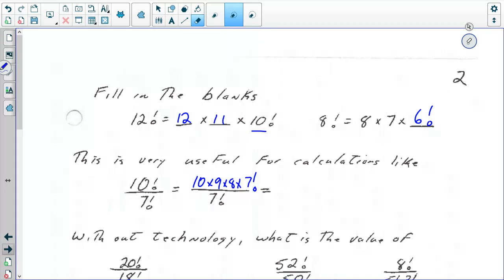Or because the number includes 7. 7 factorial divided by 7 factorial is 1. So that just leaves me with 10 times 9 times 8, which can be quickly determined to be 720.